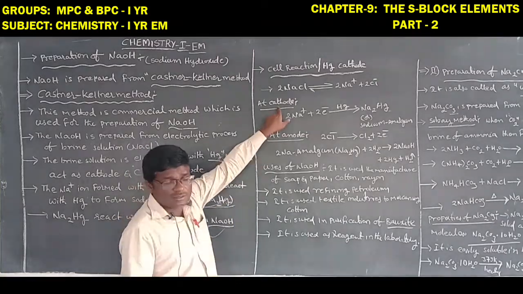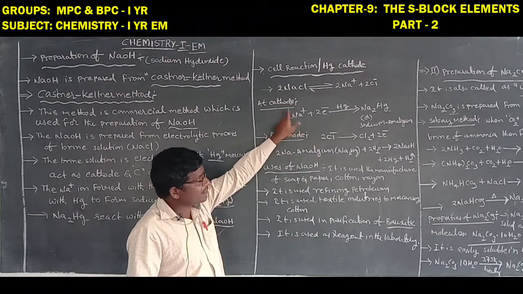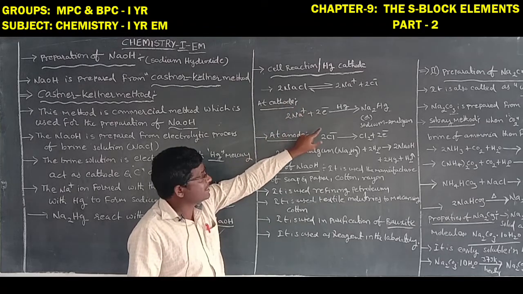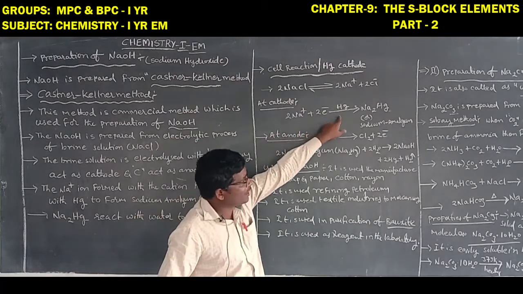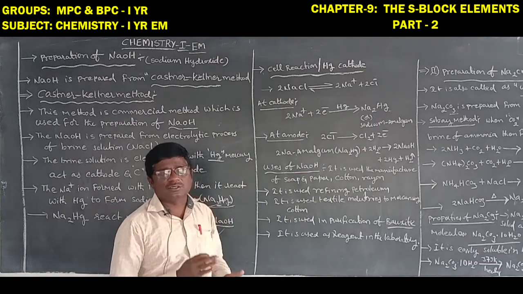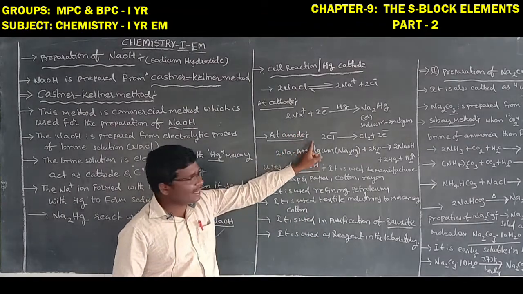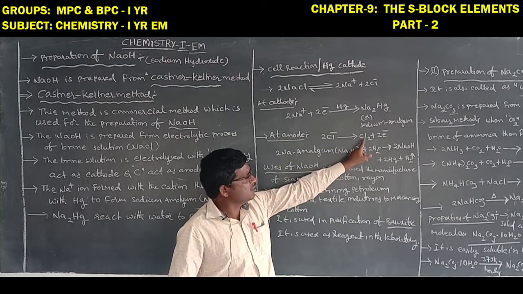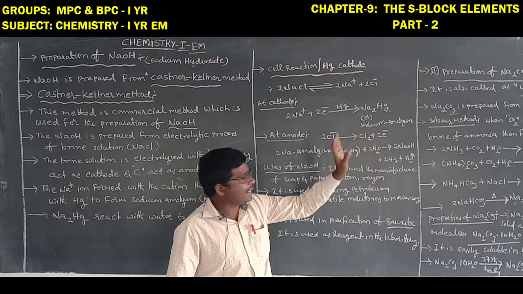At the cathode, the brine solution ionizes. The Na+ ion moves to the cathode, which is mercury. The Na+ ion combines with mercury to form sodium amalgam at the cathode. Remaining at the anode, the Cl- ion gives Cl2 plus 2 electrons. Chlorine is formed at the anode.